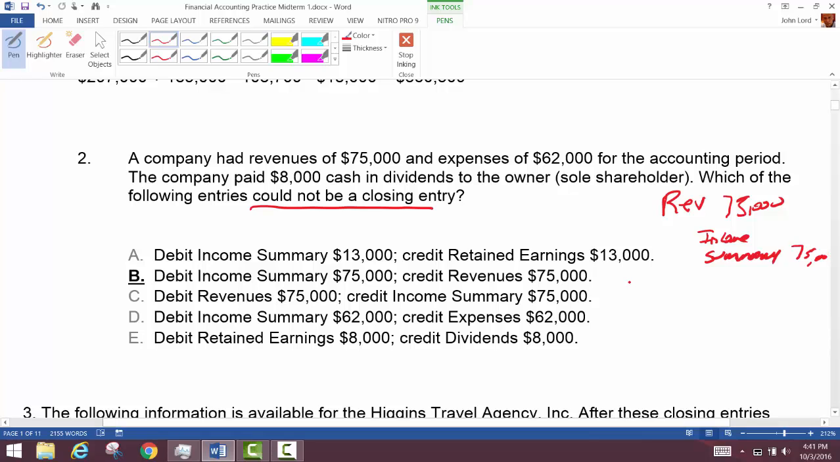So you would debit income summary for, what's my expenses? How much are my expenses? 62,000. Okay, and credit what? Credit the expenses for 62,000. Okay, which I find that whole thing a little bit annoying. And the difference here is what?